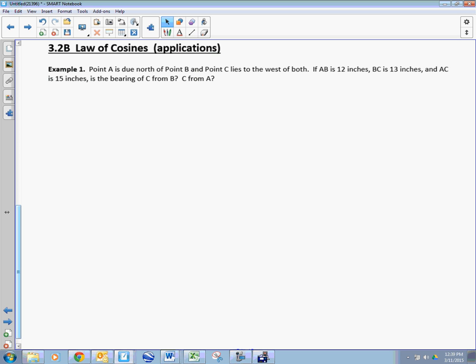Now that we understand about bearings and we know about laws of sines and cosines, we're going to be better suited to handle some of the word problems that we see. It says, in example 1, point A is due north of point B. Point C lies to the west of both. AB is 12 inches, BC is 13 inches, AC is 15 inches. What is the bearing of C from B?